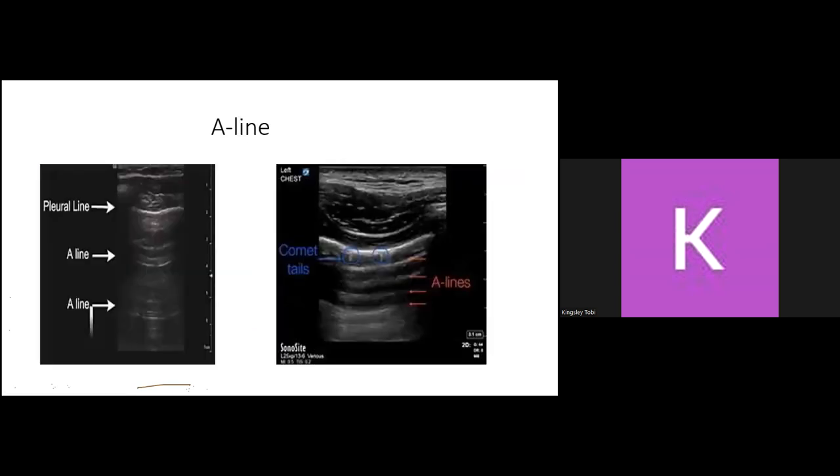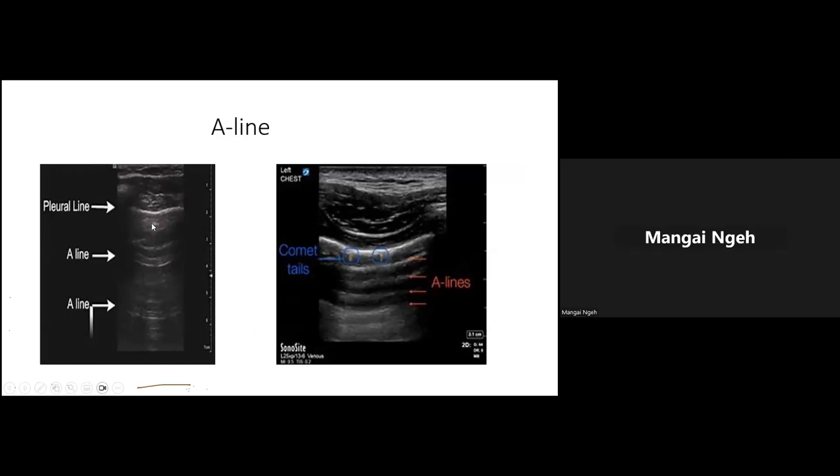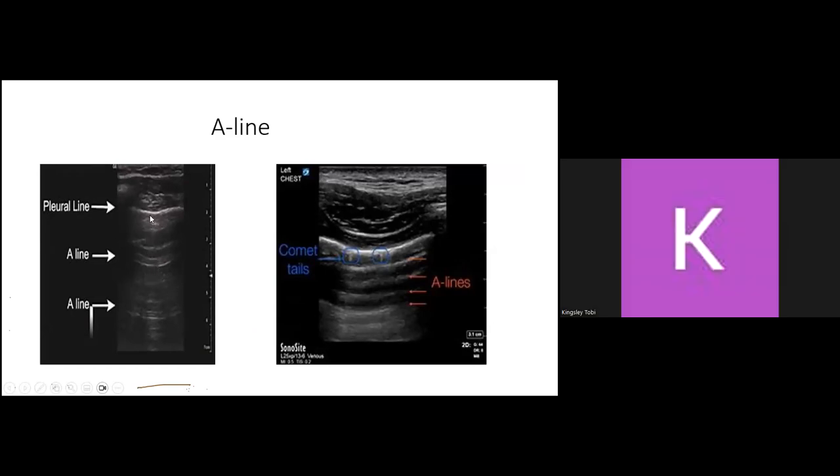All right, so the A lines: these are horizontal lines, almost equidistant from the pleural line. The pleural line is the accentuation of your parietal and the visceral pleura. The A lines are horizontal, almost equidistant from one another, and what they show is a normal aerated lung. So when you see A lines in your lung ultrasound feed, it shows a normal aerated lung.